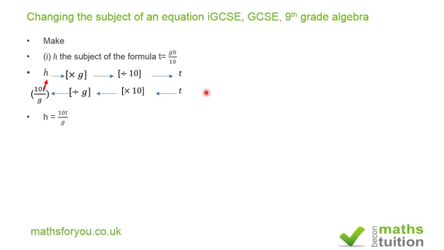Now for part 2, which is level 2, we're going to make t the subject in the formula v is equal to u plus at. Again, starting from the right hand side, I start with t, and then multiply by a, and then add u. And my output then becomes v.